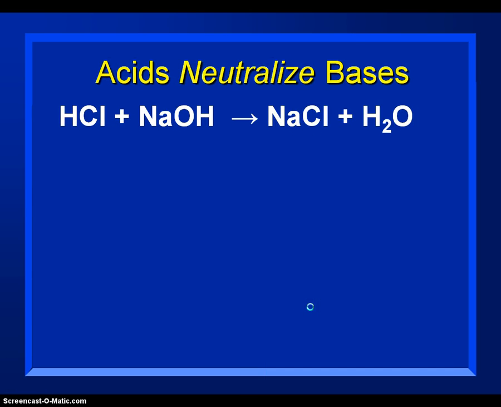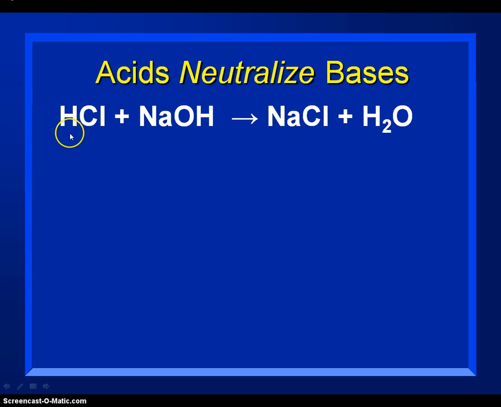Now, we also learned about a special case of a double replacement where acids neutralize bases. So in this case, we mix an acid and a base together, and we don't use the solubility rules because this was a special type of reaction where this always happens. And the sodium will go with the chlorine, and the hydrogen goes with the hydroxide. So we end up with sodium chloride and water. So we end up with a salt and water when we neutralize using acids and bases.